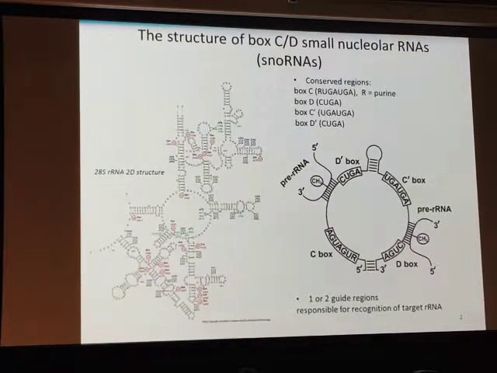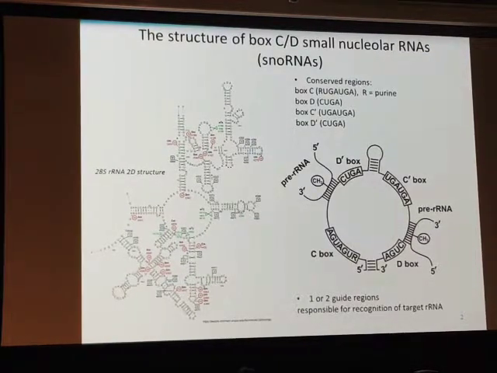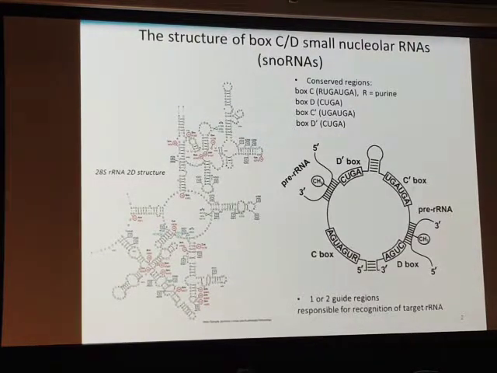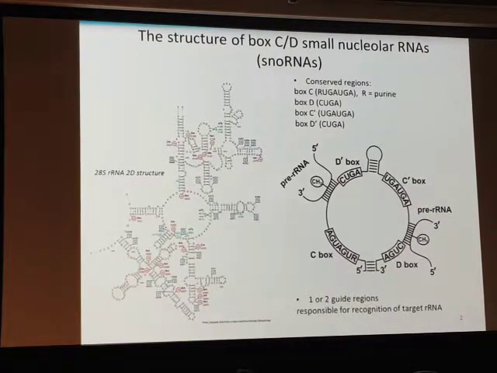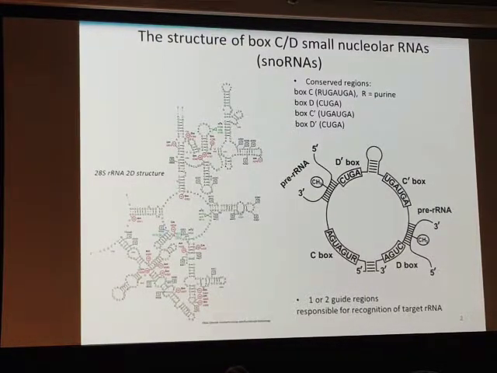Small nucleolar box C/D RNAs are a subclass of snoRNAs, which are involved in post-transcriptional maturation of ribosomal RNAs in human cells. They guide site-specific ribose methylation of nucleotides in ribosomal RNA. They contain conserved elements in the structure, boxes C and D, and in several cases they also contain an additional pair of boxes C and D.